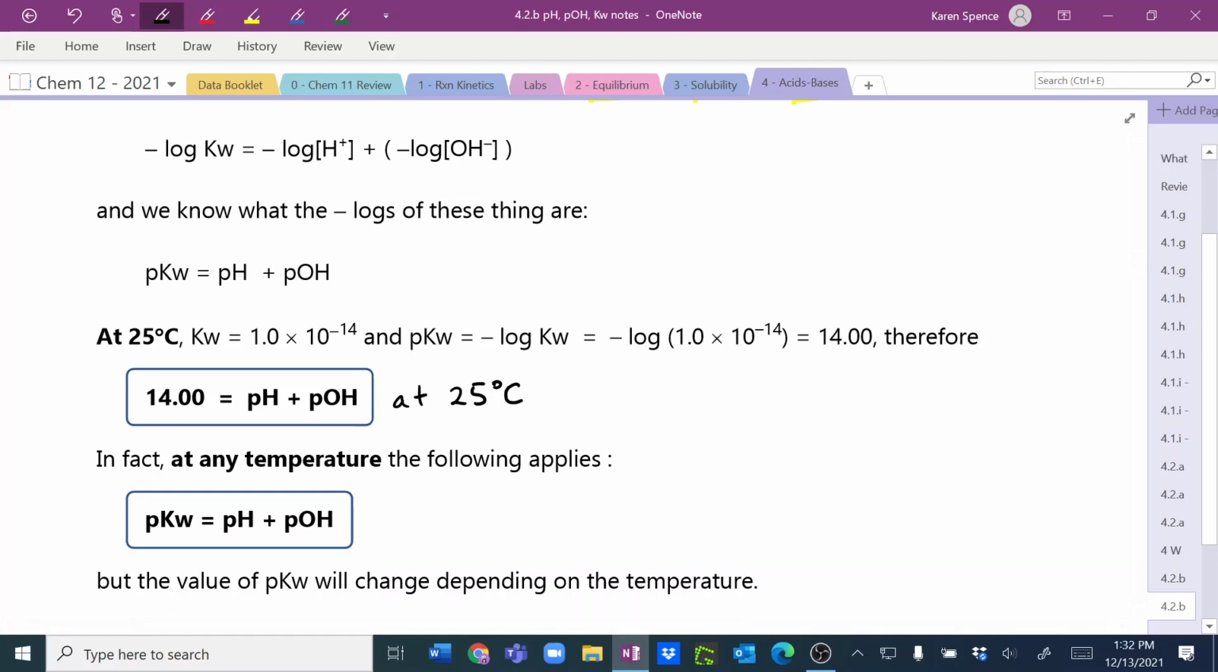The 14 only works at 25 degrees, but at all temperatures, it is true that the pKw is equal to the pH plus the pOH. It's just that pKw will equal a value different than 14 at other temperatures.